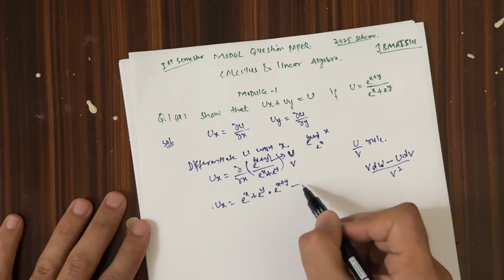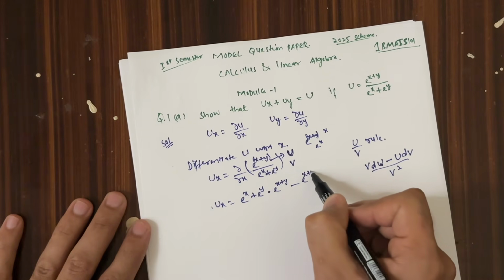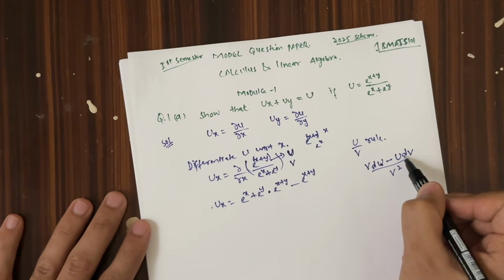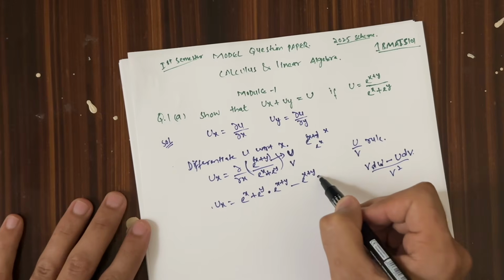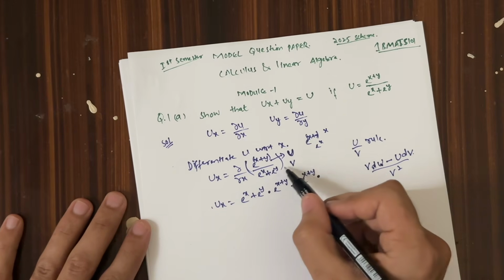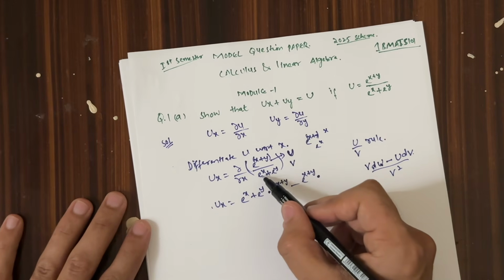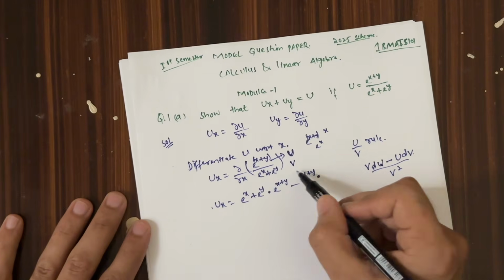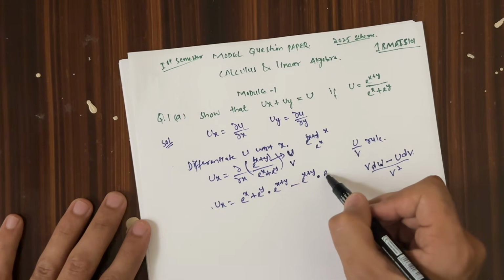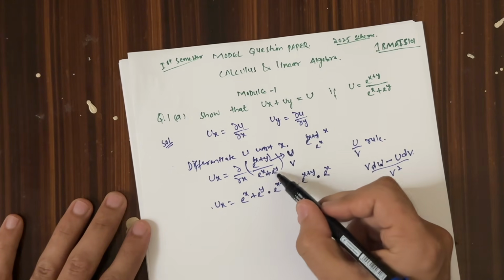What is the u value? That is e power x plus y, right? Differentiation of v multiplied by differentiation of v. What is the v value over here? E power x plus e power y. So differentiation of e power x is e power x plus e power y.